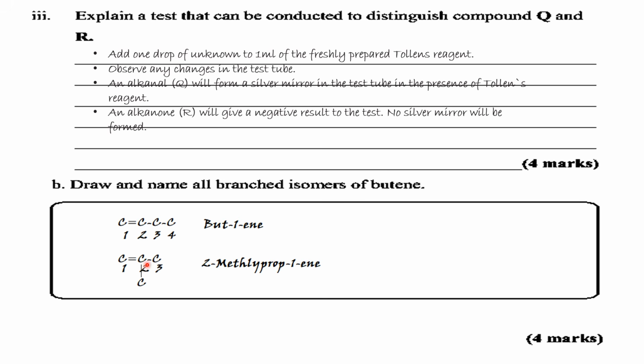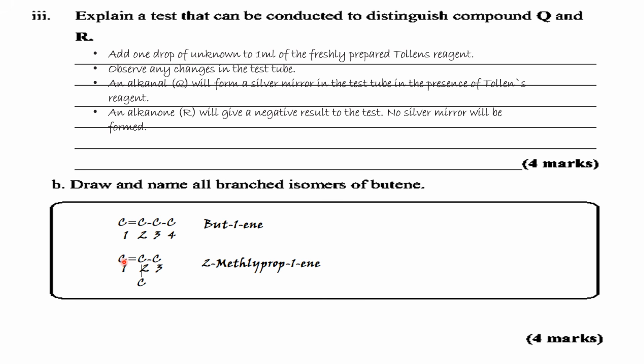The other structure will be this one here. We have created a branch at carbon number 2. This branch is called a methyl group. And because we have placed it on carbon number 2, the name is going to be 2-methyl. On position 2 we have placed a methyl group: 2-methylprop-1-ene. Prop-1-ene means that the parent chain has 3 carbon atoms. It's called propene, and the double bond is on position number 1.